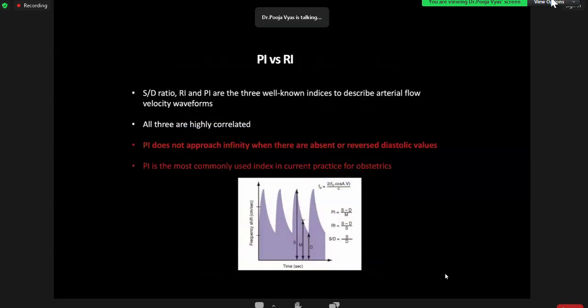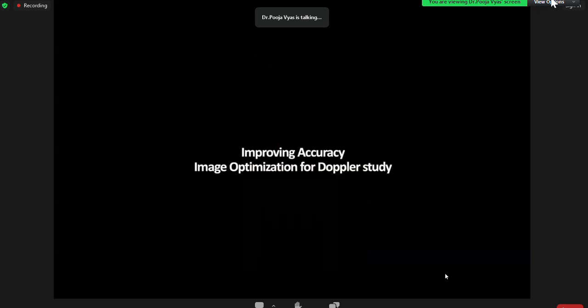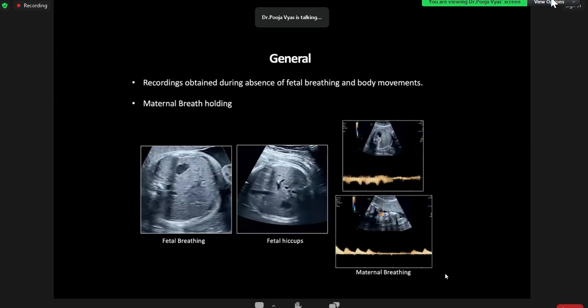Now PI versus RI. RI and S by D is no longer of any importance. Only PI is used in obstetric studies because PI does not reach infinity when there is absent or reversed end diastolic flow. Now, how do we optimize any scan image while doing Doppler studies, especially OBS?